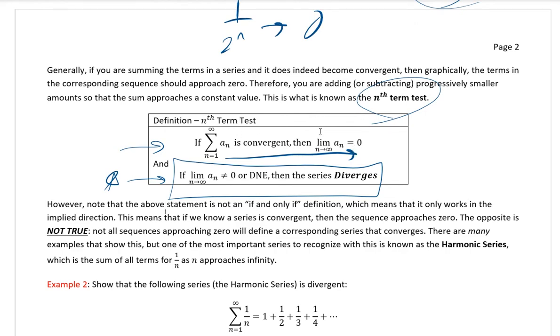Now, I was saying that you can't go in reverse for the first clause. You can't go from a limit equaling 0 to say that it's convergent. We know that if the sequence is not approaching 0, then that means the series diverges. But if it is approaching 0, we're not sure. It could diverge or it could converge. The previous one converged, as we already showed.